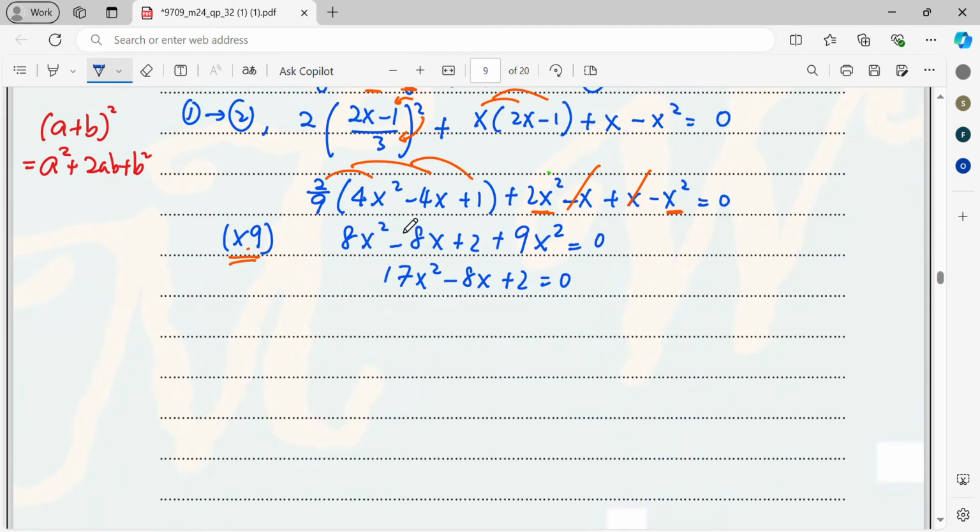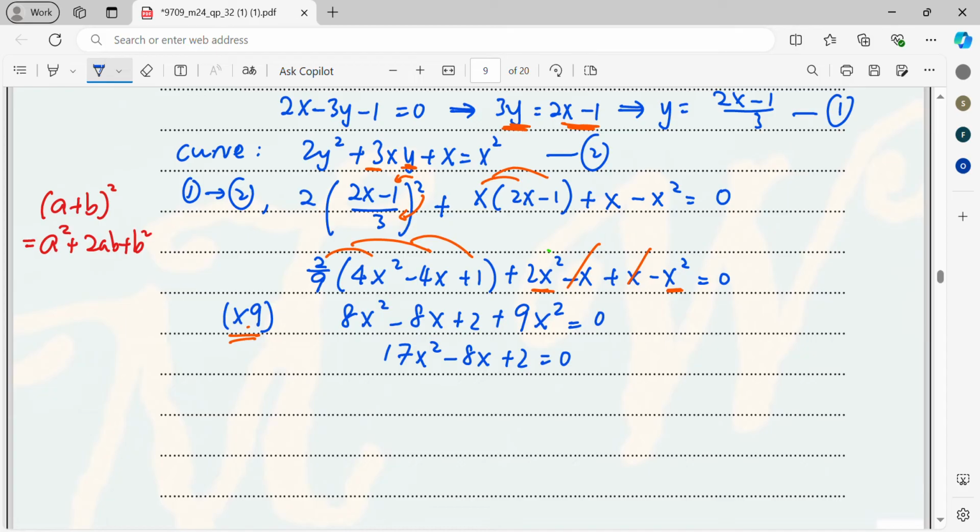So which means now I'm not going to solve for x, but I will just prove that there is no solution using the discriminant method. So now the coefficient for x squared is 17, which is a, the coefficient for x is minus 8, and the constant is 2, which is c. So now my discriminant is b squared minus 4ac.